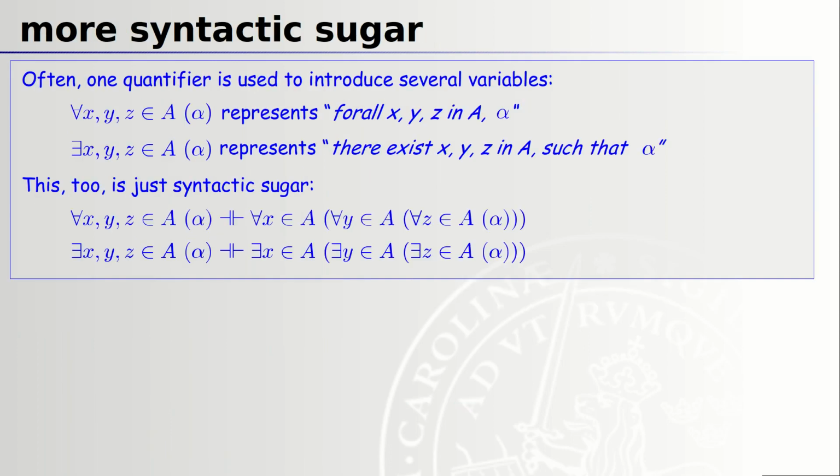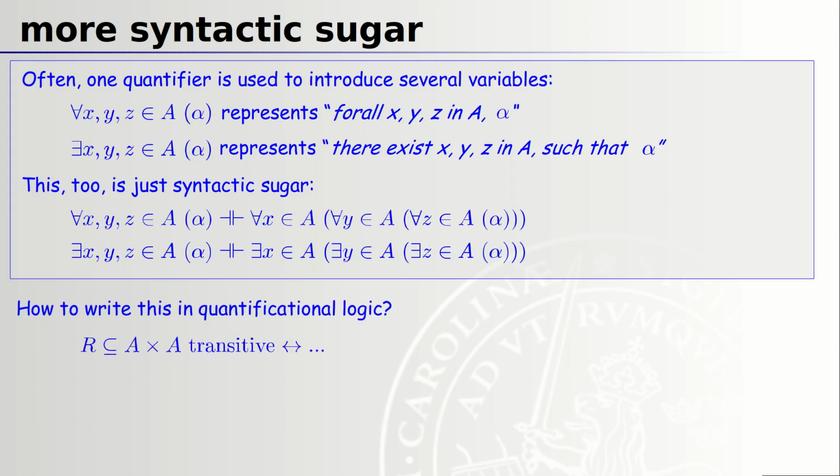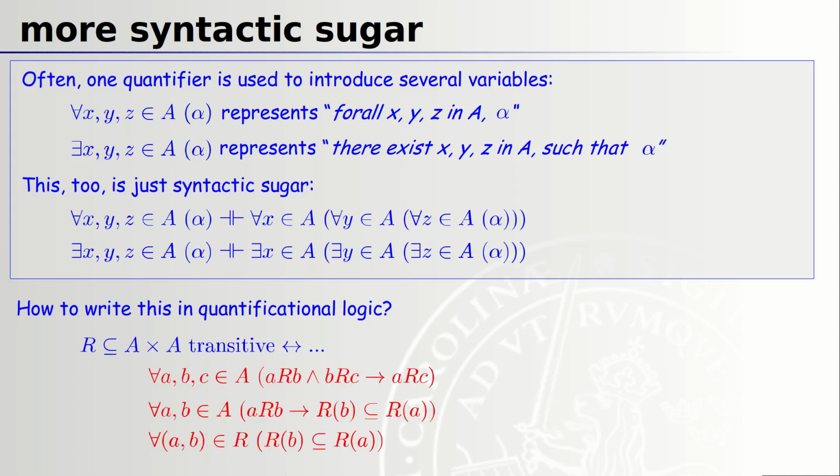Since in many cases more than one variable is quantified at the same time over the same set, we can also use a bit more syntactic sugar to introduce them simultaneously with a single quantifier. Are these formulae true or false? And these are the answers. How would you express that a relation is transitive in quantificational logic? These are some possible answers.